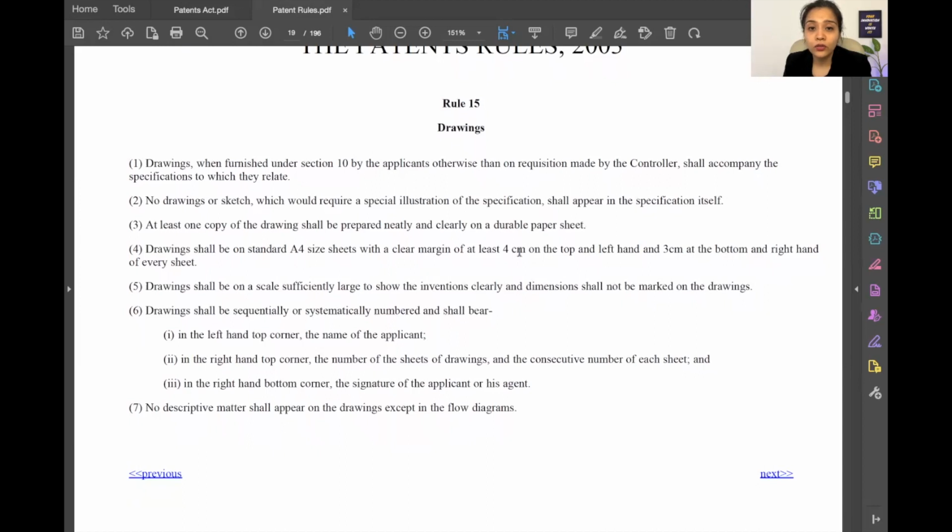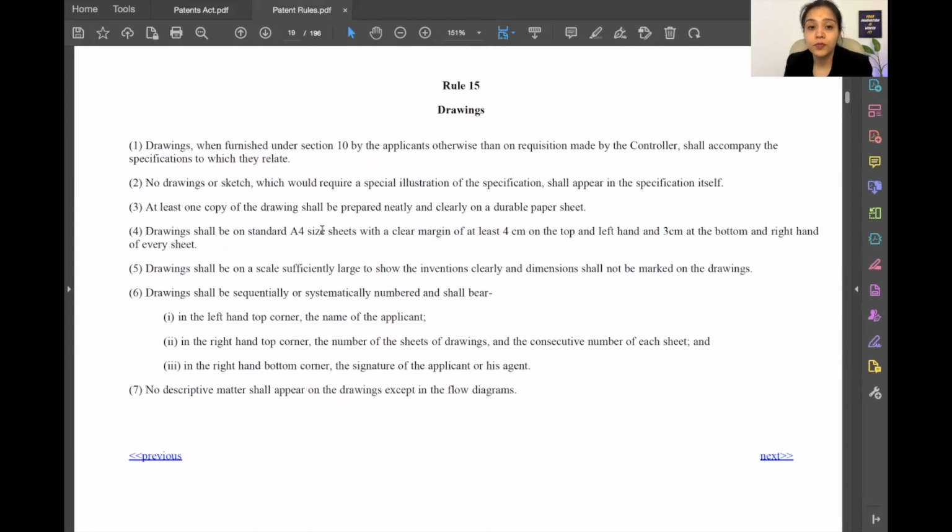Now, I'm not going through this rule in detail, which is Rule 15, but you should read this Rule 15. Why? Because it has specifications. For example, we need to submit the drawings on A4 sheets.